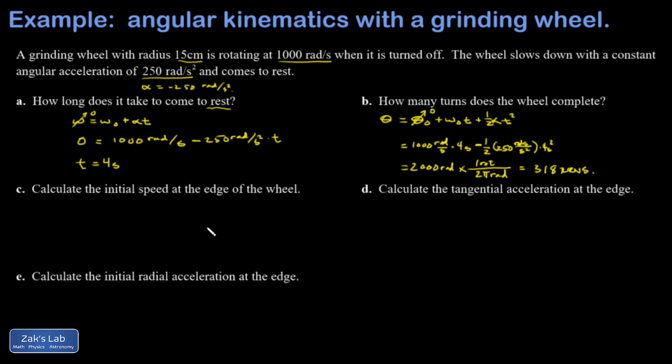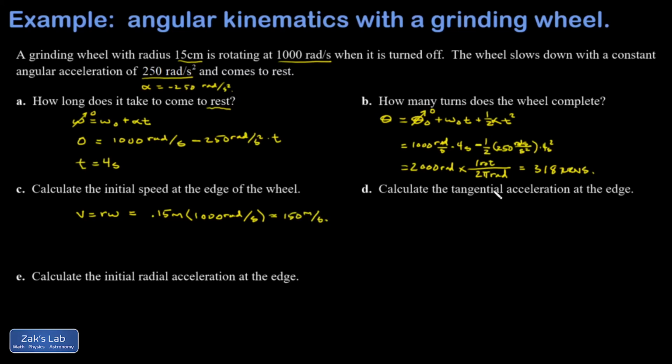Part C, calculate the initial speed at the edge of the wheel. For this, we're going to use V equals R omega. And my wheel has a radius of 15 centimeters or 0.15 meters. And my initial angular speed is 1,000 radians per second. So I get 150 meters per second at the edge of the disk.